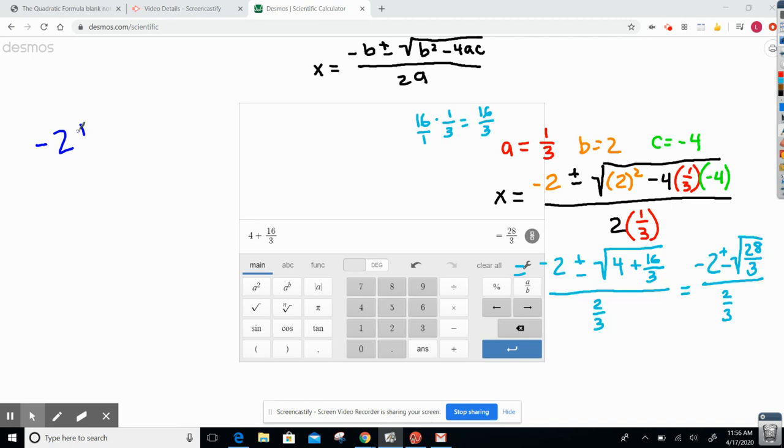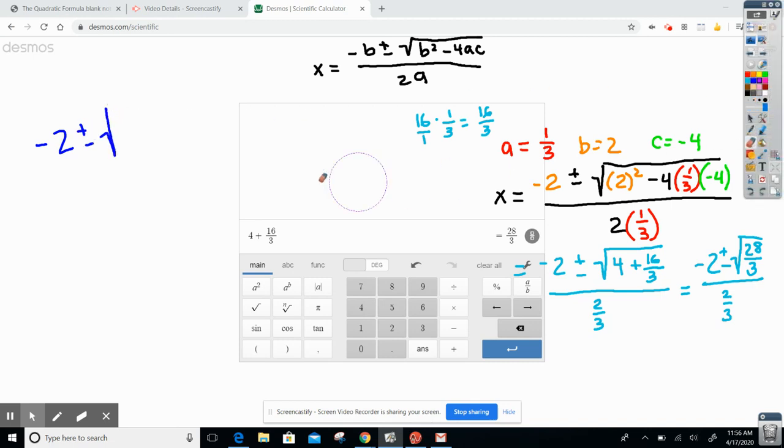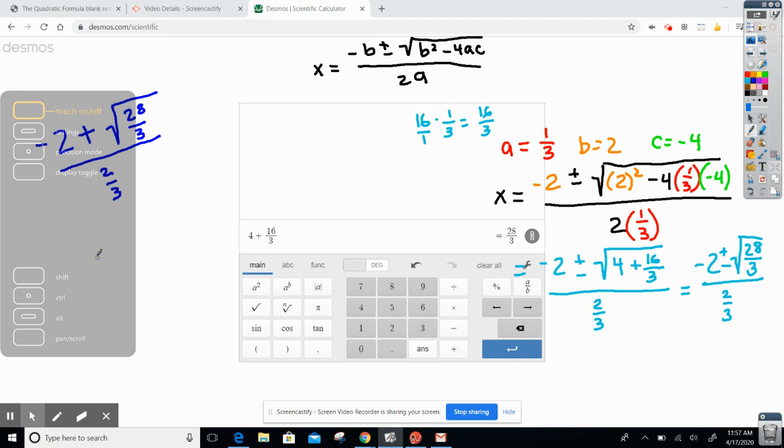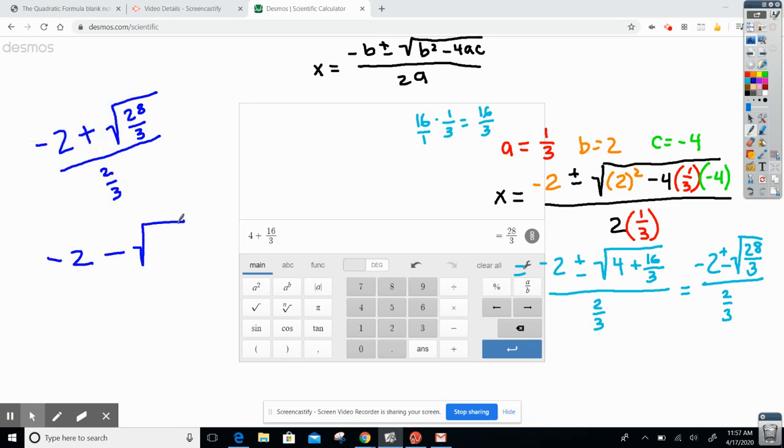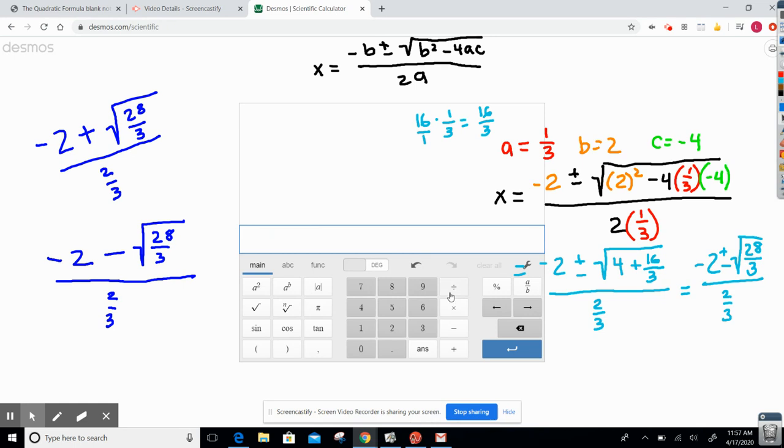So I have -2 plus or minus the square root, but I don't want plus or minus anymore. I just want my plus: -2 plus the square root of 28 over 3, over 2 over 3. Then I'm going to do the same thing for my minus: -2 minus the square root of 28 over 3, over 2/3. Now, when I type these in, I'm going to be very careful because it's hard to type fractions into fractions. I'm going to start with -2 plus the square root of, and I'm going to put another fraction in, 28 over 3 over, now I'm going to put my 2/3 in parentheses just to be safe.